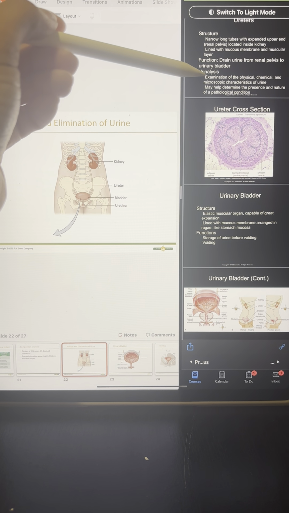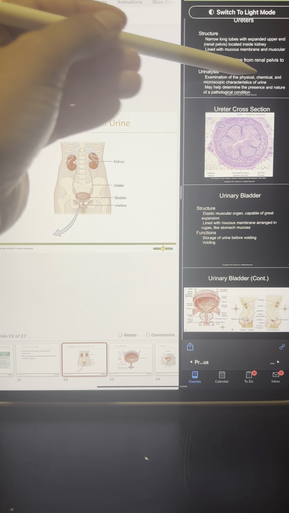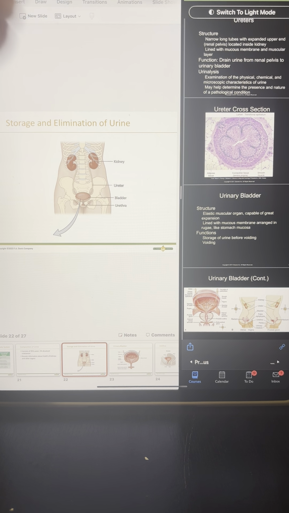A urinalysis is an examination of the physical, chemical, and microscopic characteristics of urine. It may help determine the presence and nature of a pathological condition. Meaning if there's glucose in the urine, there shouldn't be, so that's a possibility of diabetes. If there's a high white blood cell count, there might be infection, things like that. That's why we have people pee.